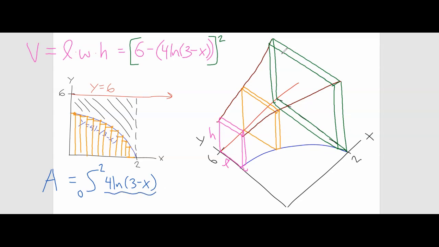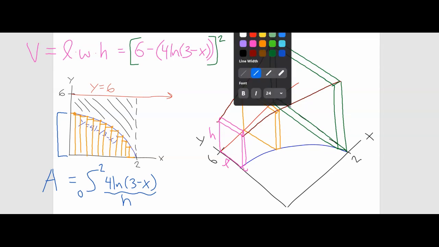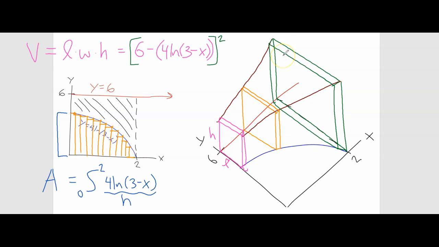Now, this part right here represents the height of those rectangles, right? It represents the distance from the function to the x-axis. The width of the rectangles, that was actually our dx. Right, so we had height times width, and then to sum all of those rectangles together, we did the integral over, in this case, the interval 0 to 2.